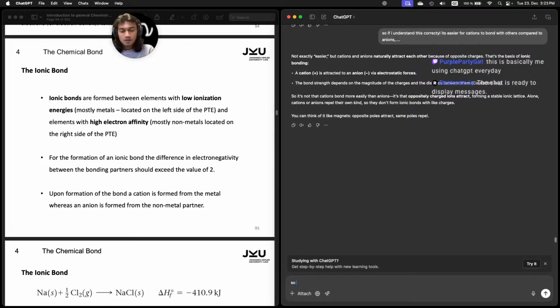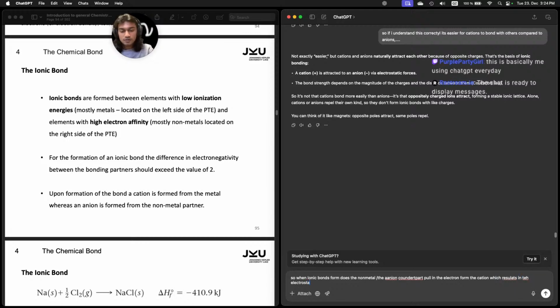So when ionic bonds form, does the non-metal, the anion counterpart, pull in the electron from the cation, which results in the electrostatic force, or does this bond only happen after the atoms are already in their cation and anion form?